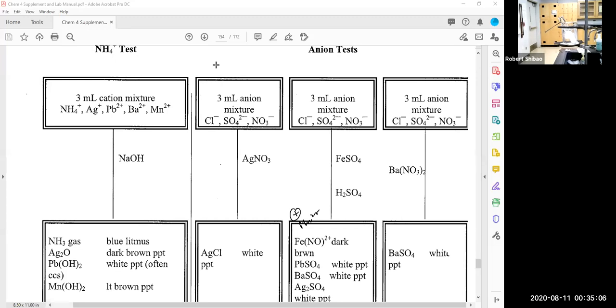Okay, then we're going to test this for chloride. And so for chloride, I just need 1 squirt. I don't need much. And so I have a clean test tube, then 1 squirt of unknown B. And then for chloride tests, we're going to add some silver nitrate. Silver nitrate I have over here.